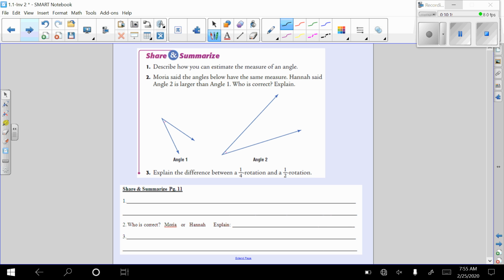So describe below. Murat said that the angles below are the same measurements. Hannah said angle 2 is larger than angle 1. Who do you think is correct?